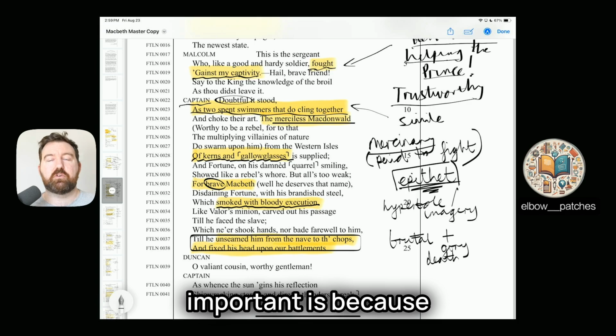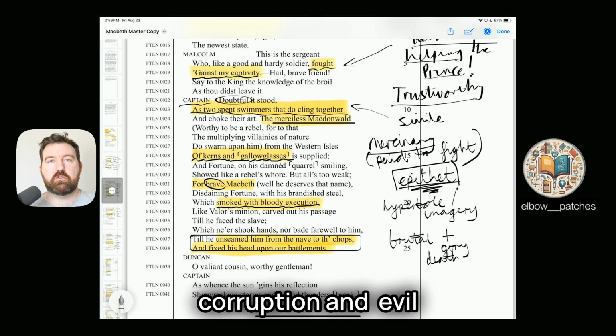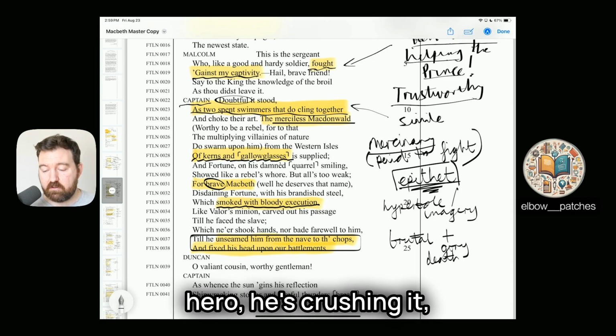And the reason that's important is because obviously this whole play is a tragedy, and the whole point of the play is that Macbeth is not going to be a hero, okay? So right now he's a hero, and that elevates him up high, which only makes his fall into corruption and evil worse and more tragic. But right now he's a hero, he's crushing it.